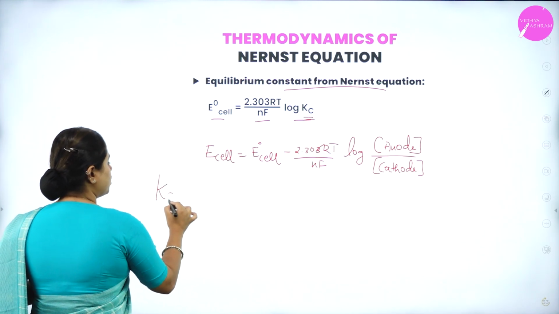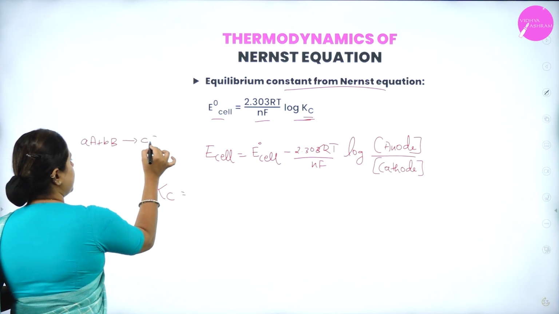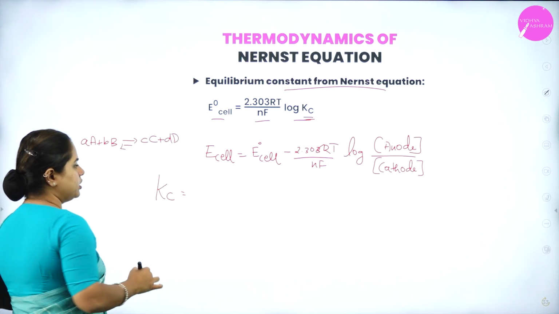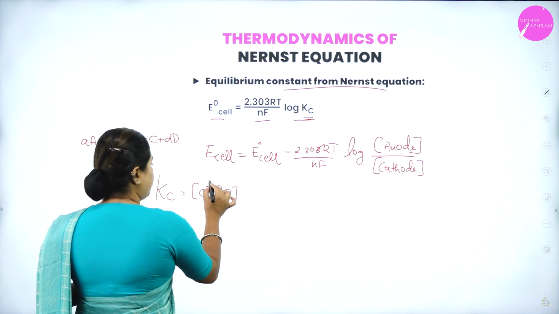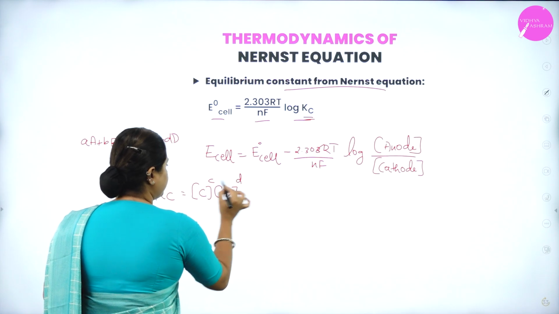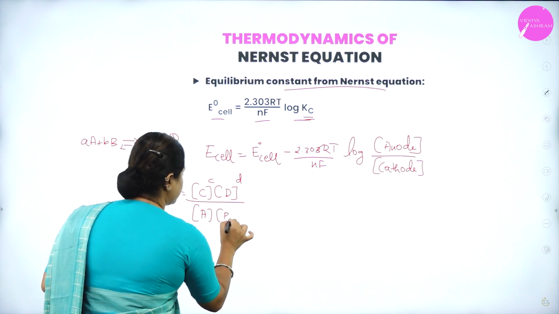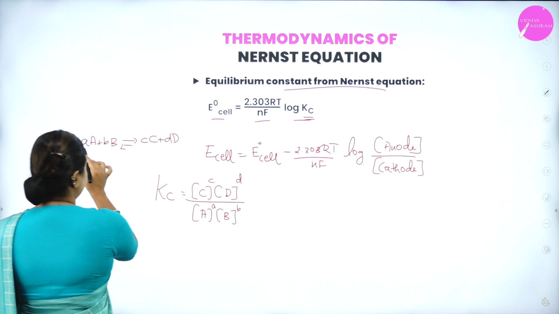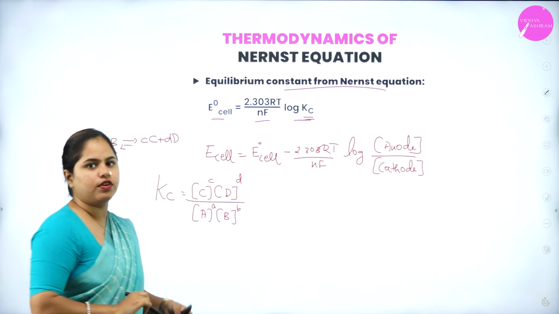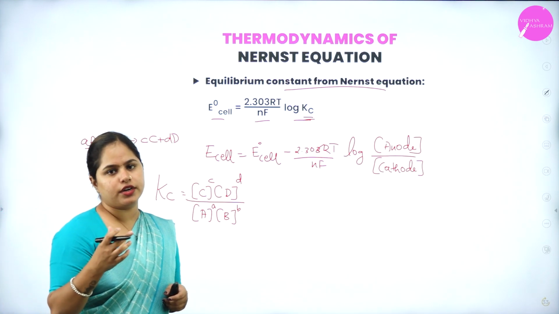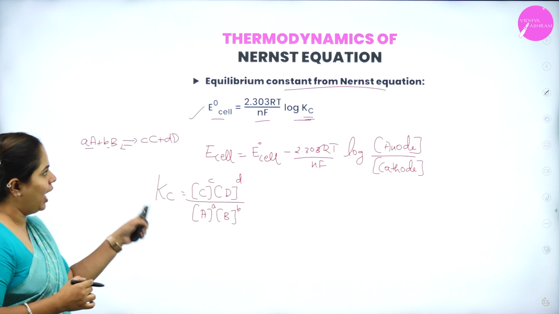Now what is the equilibrium constant? We already know that if we take a reversible reaction aA plus bB giving cC plus dD, how do we write the equilibrium constant? It is the product of the molar concentrations of the products raised to the powers equal to their number of moles, divided by the product of the molar concentrations of the reactants raised to the powers equal to their number of moles. This is Kc. We already studied how to write that last year. So this is the equation which relates E naught cell and Kc.